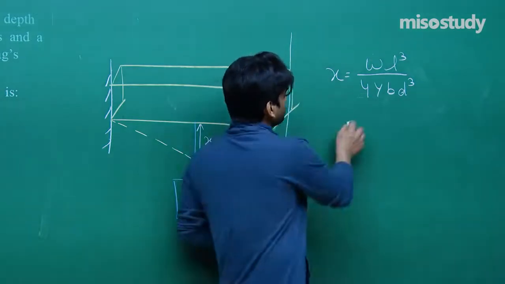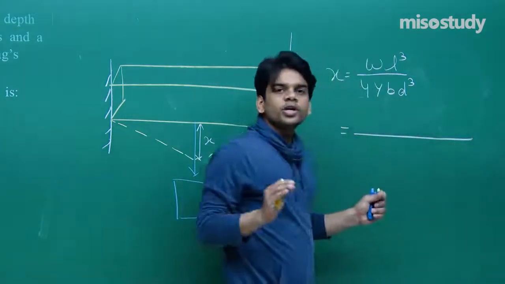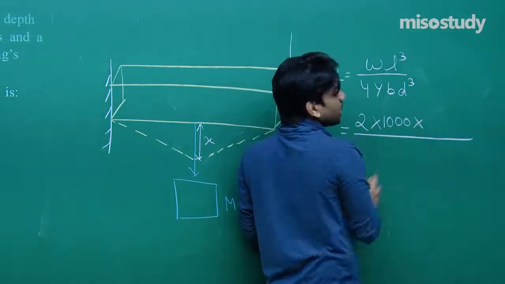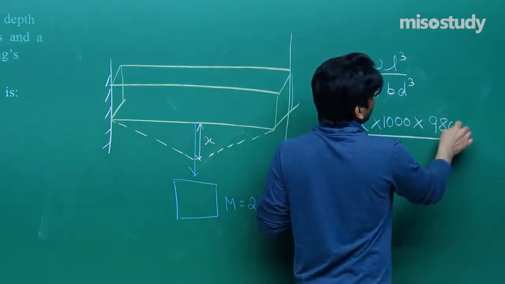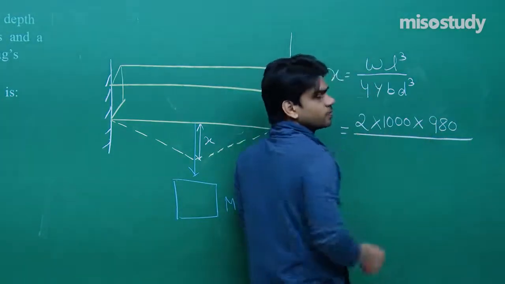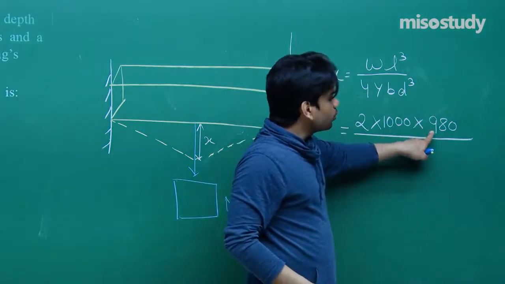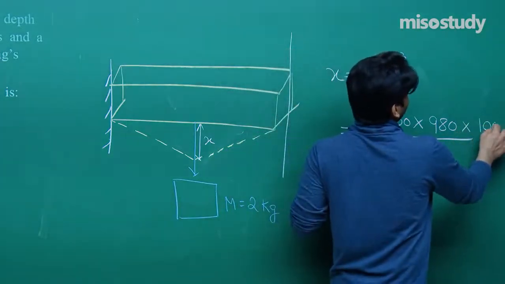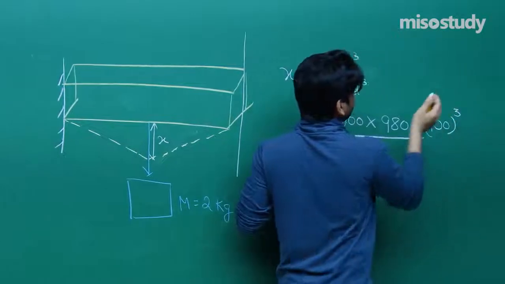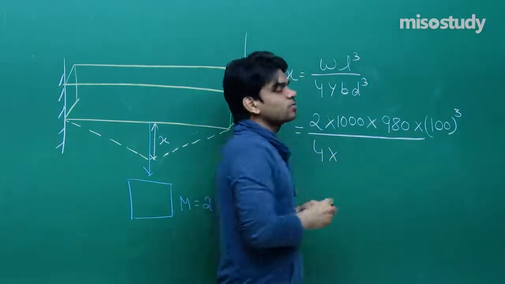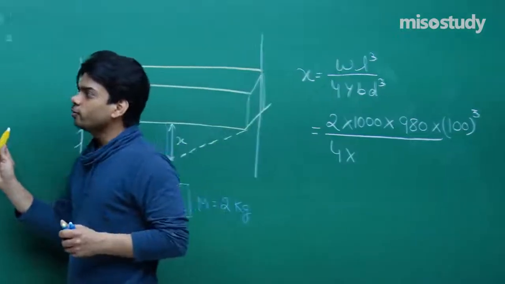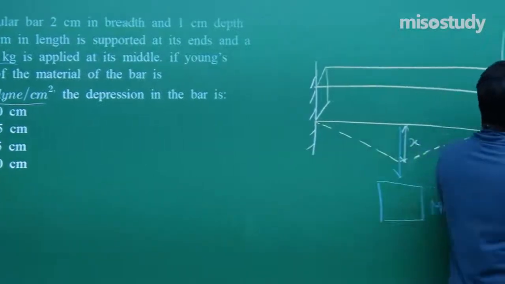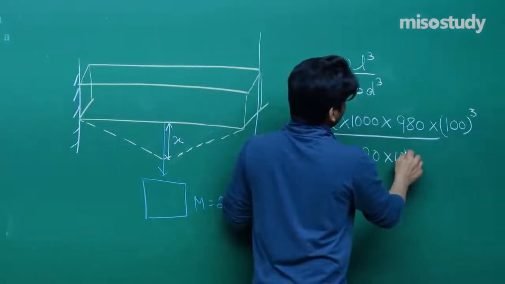Now you see here, put up the values. Load is 2 kg, everything put in SI units. Mass is 2, convert into grams, so 1000 multiplied with acceleration due to gravity 980 centimeter per square second. L cube, that is 100 centimeter whole cube. 4, now Young's modulus is given as 20 into 10 to the power 11, again in the CGS system.